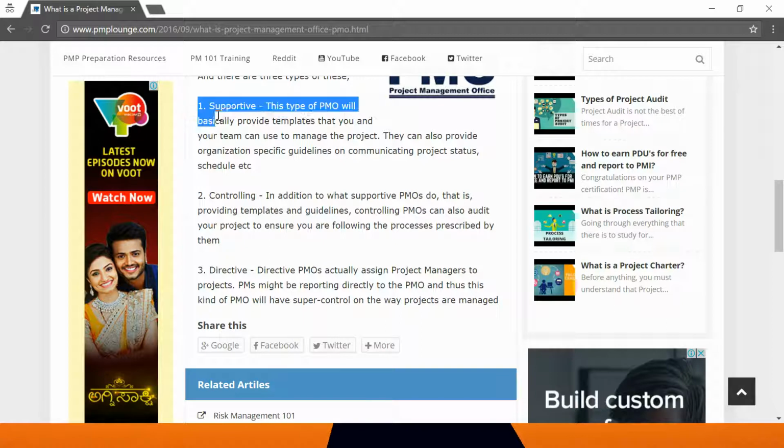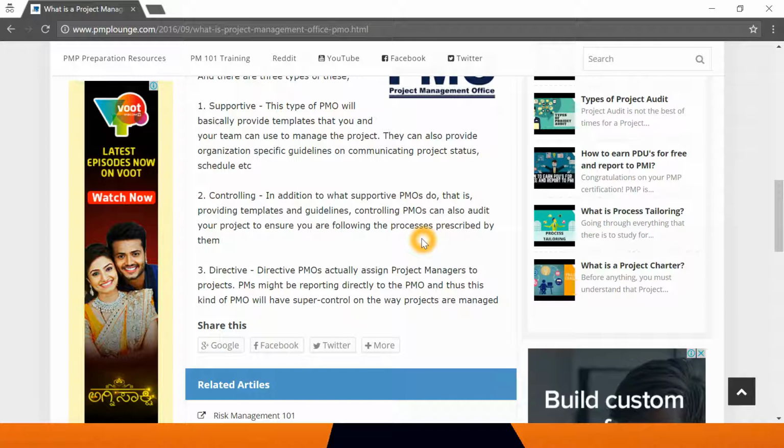Like I mentioned, there are three types of PMOs: supportive, controlling, and directive. The question here for Lounge Fever today is the difference between controlling and directive PMOs. And like I said, it's a good question because this could be a little confusing. Controlling PMOs, in addition to providing templates and guidelines, which is the work of supportive PMOs, can also audit your project to ensure you're following the process prescribed by them. Directive PMOs will actually assign project managers to projects. And the PMs might be reporting directly to the PMO, and thus this kind of PMO will have super control on the way projects are managed.